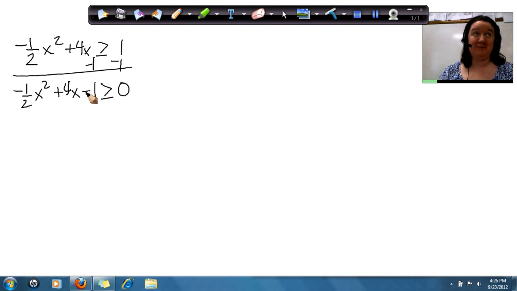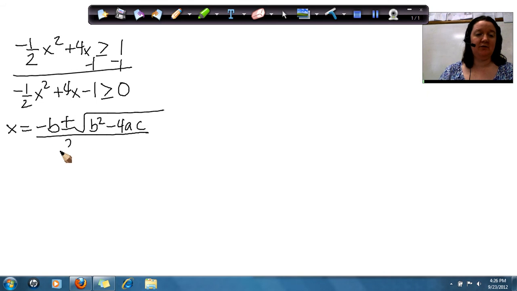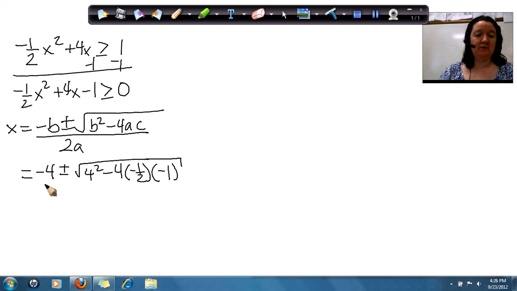There's nothing that pops to mind as far as what we could factor that with, so we want to use the quadratic equation to solve this. x equals negative b plus or minus the square root of b squared minus 4ac, all over 2a. So if I look at a negative b value, that would be a minus 4, plus or minus the square root of 4 squared minus 4 times your a value times your c value, and that's all over 2 times your a value.